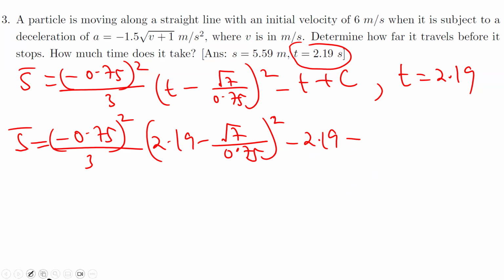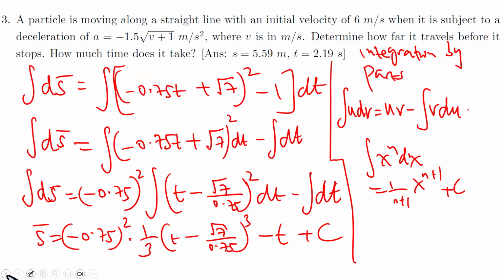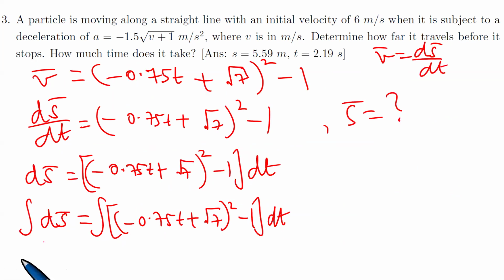Why do I agree? I would admit, yes, that c is 0 because the way we're integrating this right now, we are integrating this from 0. You can put the integral here, and the minute we put the integral here, we can put the integral from 0 to the time 2.19.